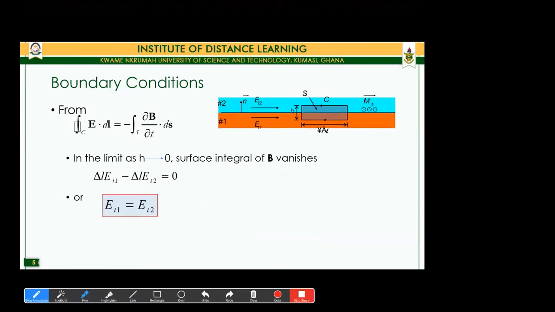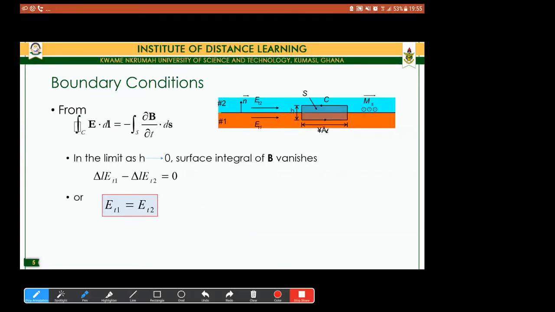Now to look at the tangential component. So this is the interface between the two media. This is medium 1, here medium 1, and this one is medium 2. Okay, medium 1, medium 2, and they are distinguished by the colors. So we are looking at a region between medium 1 and medium 2 defined by this rectangle here. Now what you can see is that the rectangle has a height of h.